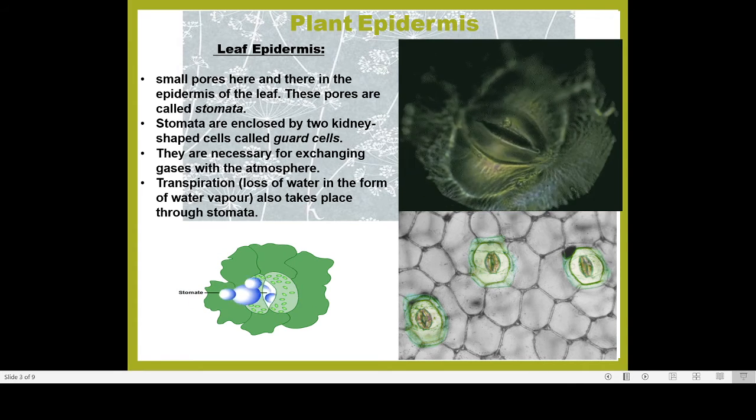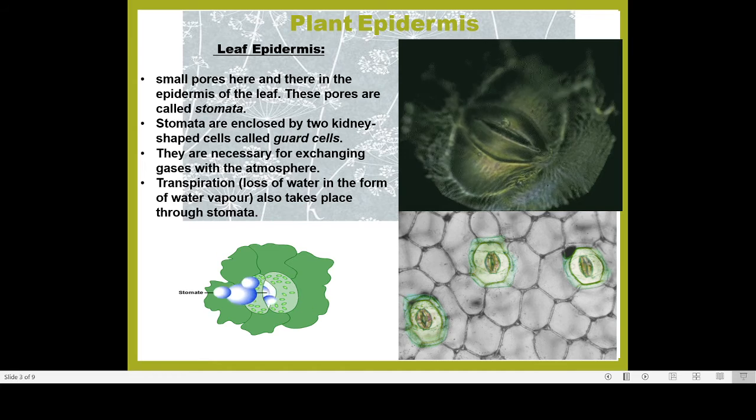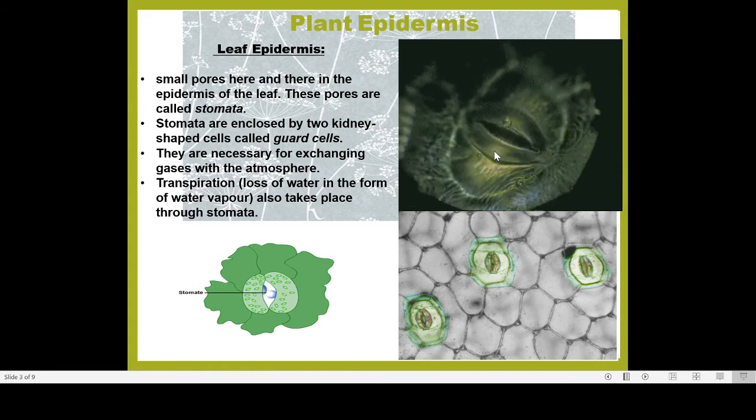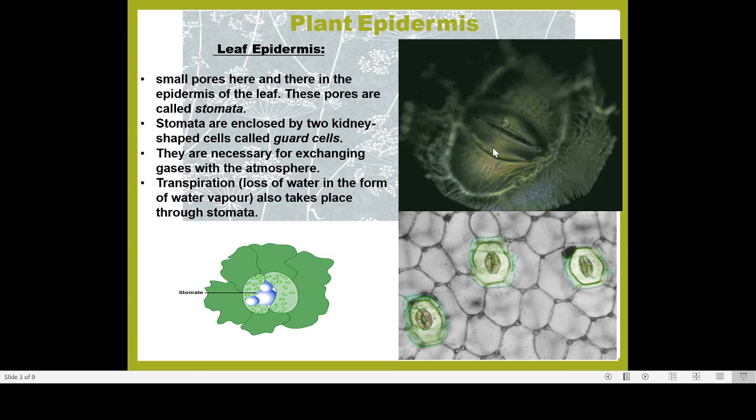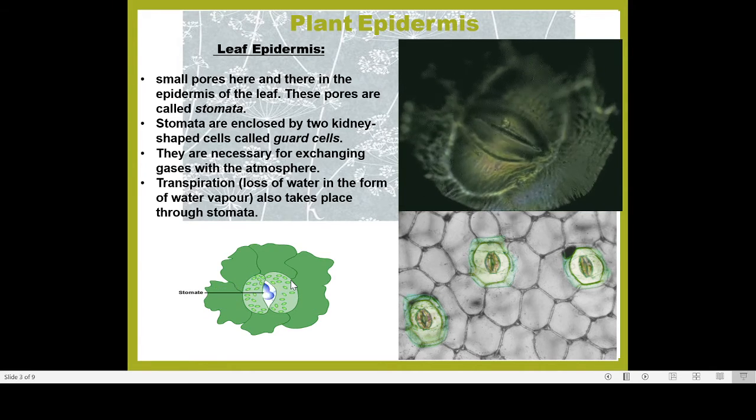Leaf has small pores which are called stomata. These stomata are enclosed by guard cells. So in this diagram you can see that there is continuous opening and closing of guard cells so the gaseous exchange can occur. On the other slide you can see that the stomata also help in water loss in the form of transpiration.